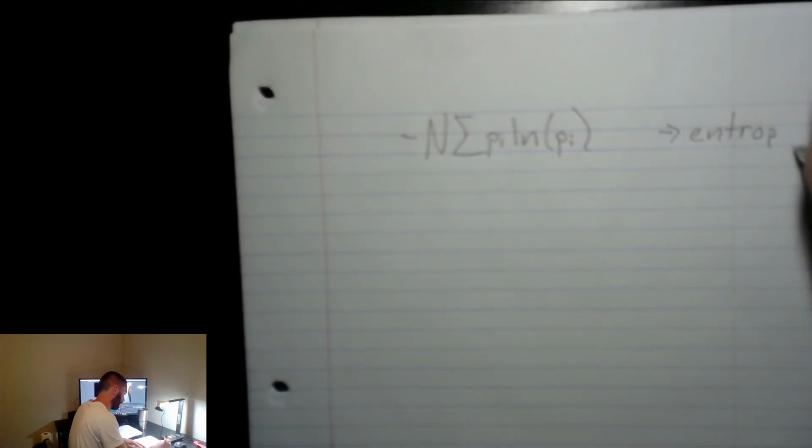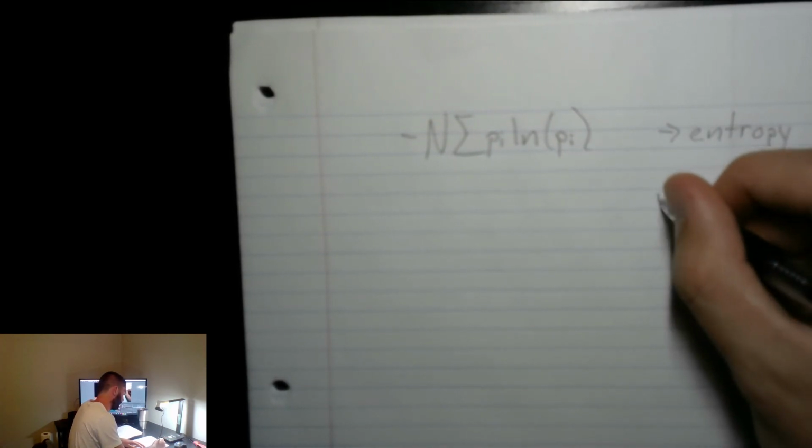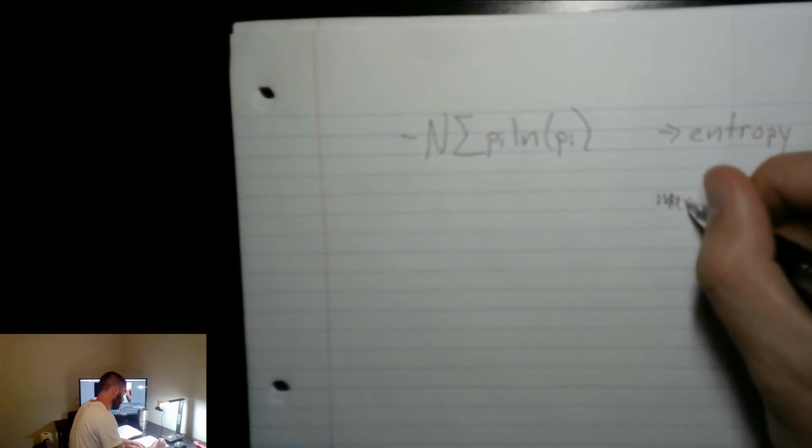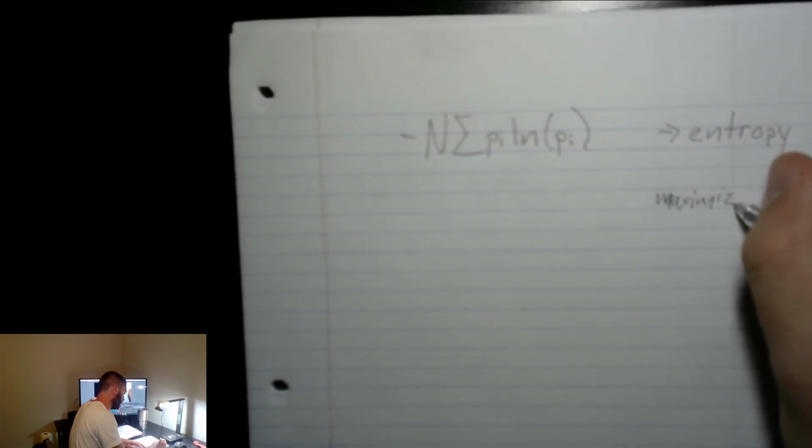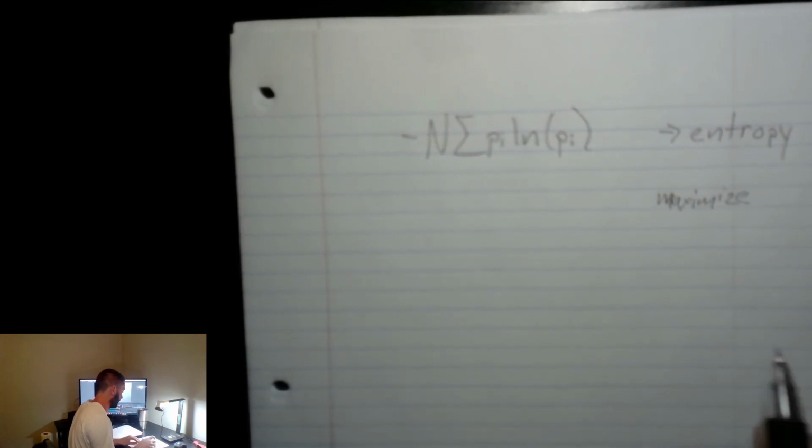And this is the equation that we're going to be maximizing in the next part of this video. We want to maximize entropy, which we can also think about as minimizing the positive value of this equation. So it should be the same thing.